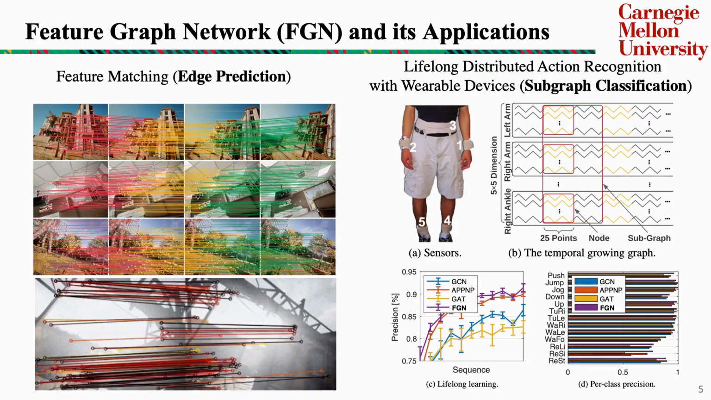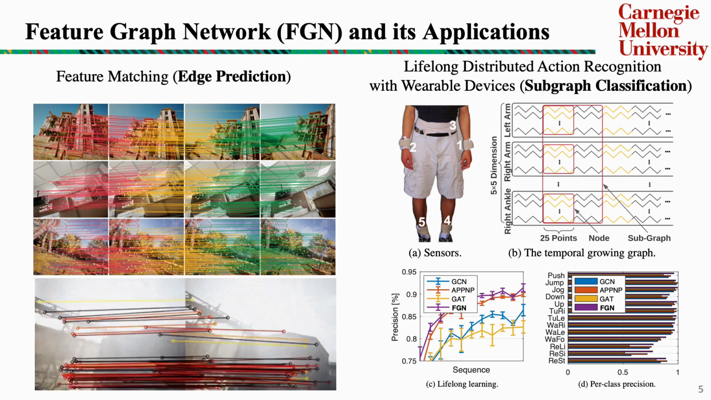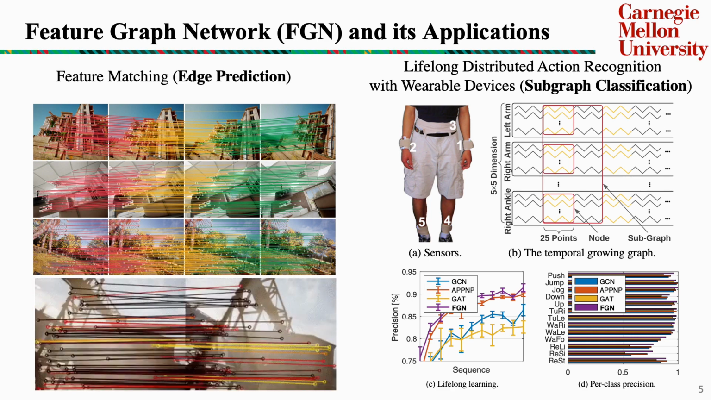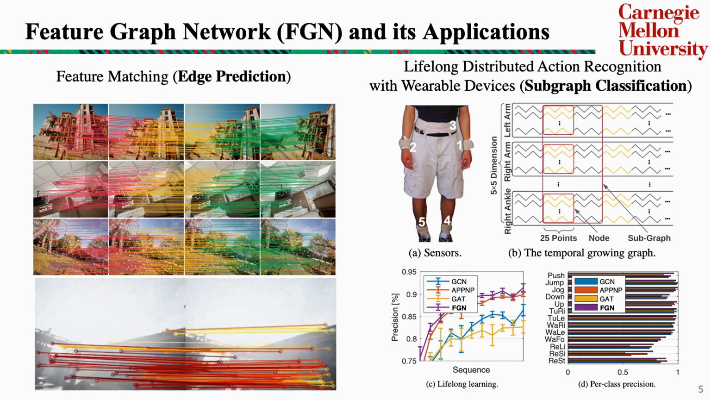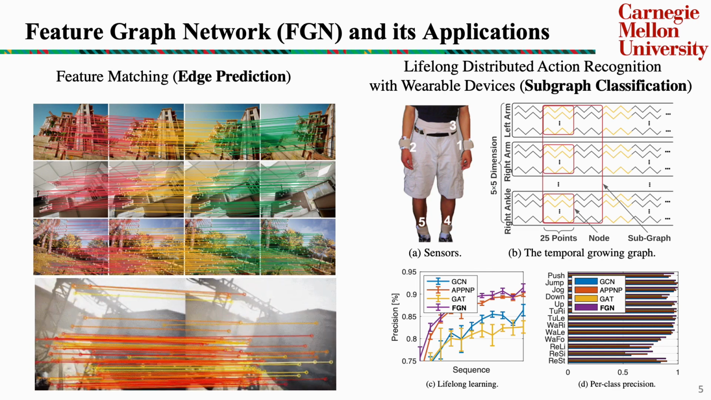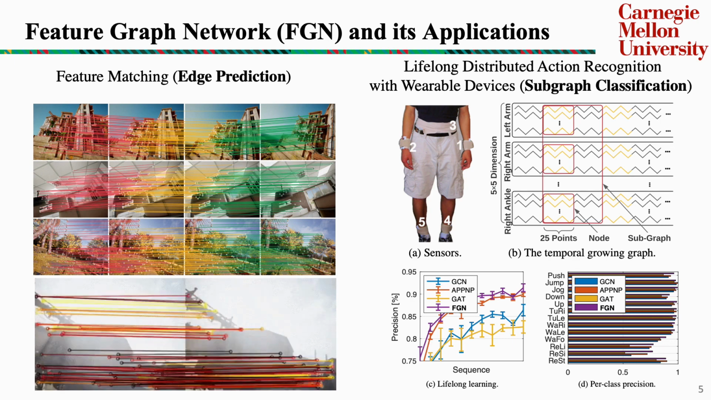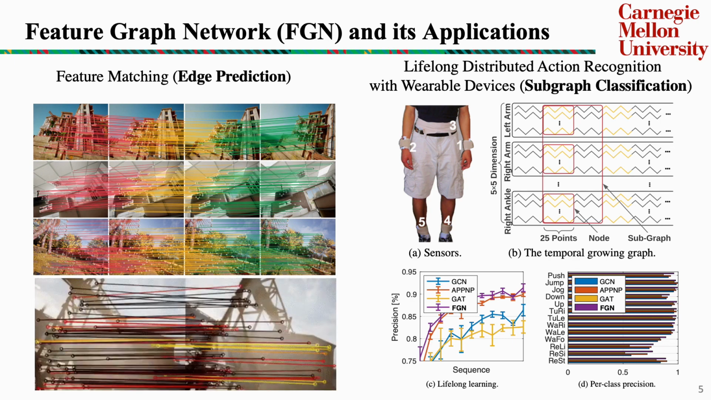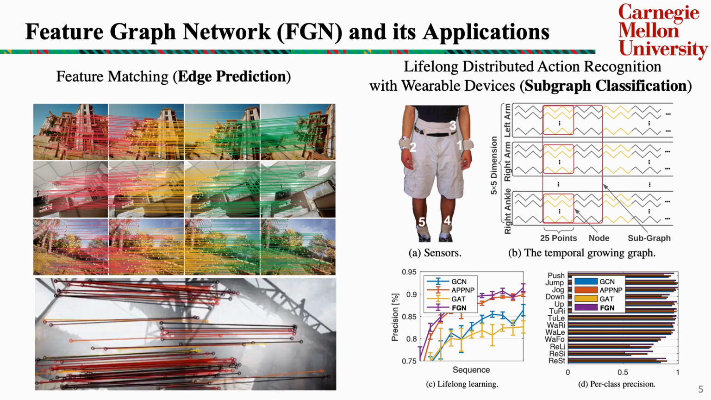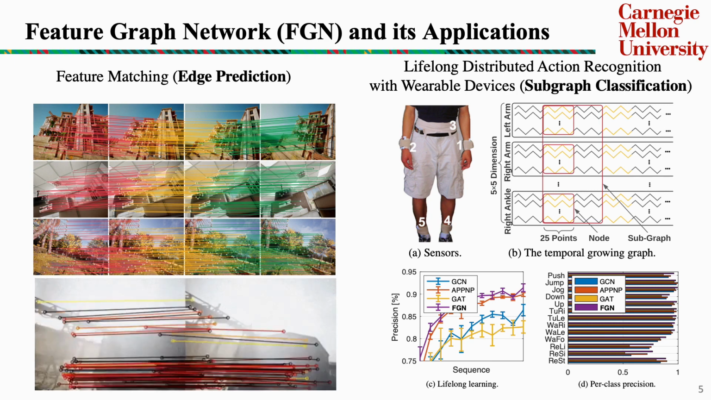Because a feature graph is a new topology, we can also design feature graph networks using nearly all the existing graph models, such as the graph convolutional network or graph attention network. In this work, we have designed feature broadcast layer, feature transform layer, and feature attention layer, and applied them to citation networks and 2 distinct applications, including feature matching using edge prediction and distributed action recognition with wearable devices using subgraph classification. To the best of our knowledge, we are the first to show that image feature matching can be learned in the lifelong learning settings.